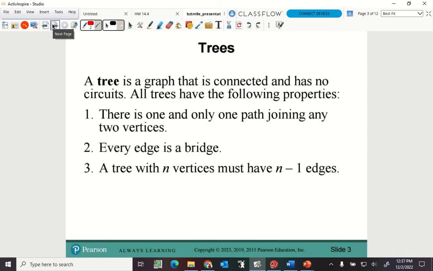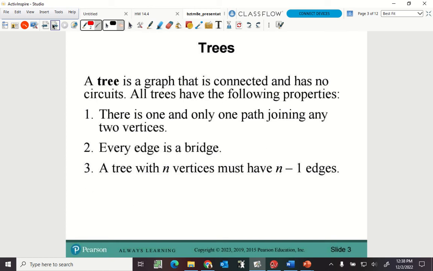Trees. A tree is a graph that's connected and has no circuits. Now, do you recall what a circuit is? A complete loop. A loop, right? It just goes back around. A circuit can be inside of the whole thing, so any part of it that goes back around. If it could make a loop, then any part of it would be a circuit, which means it's not a tree.